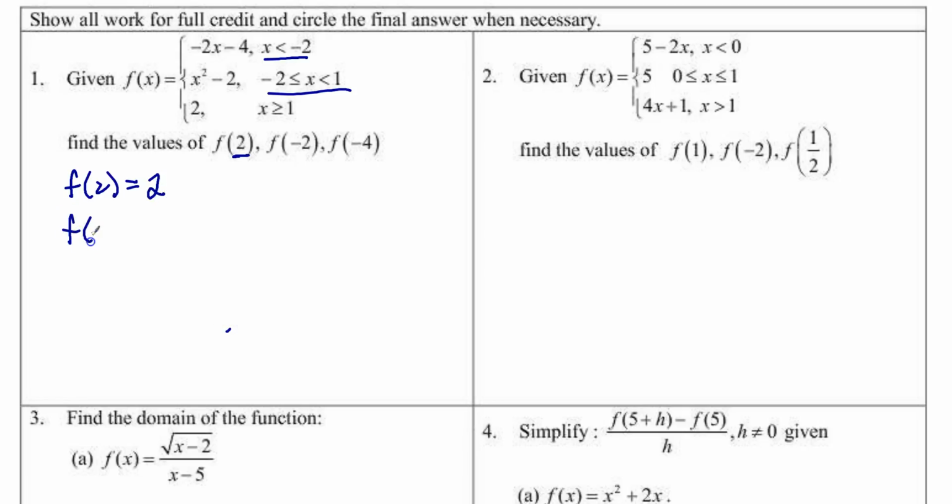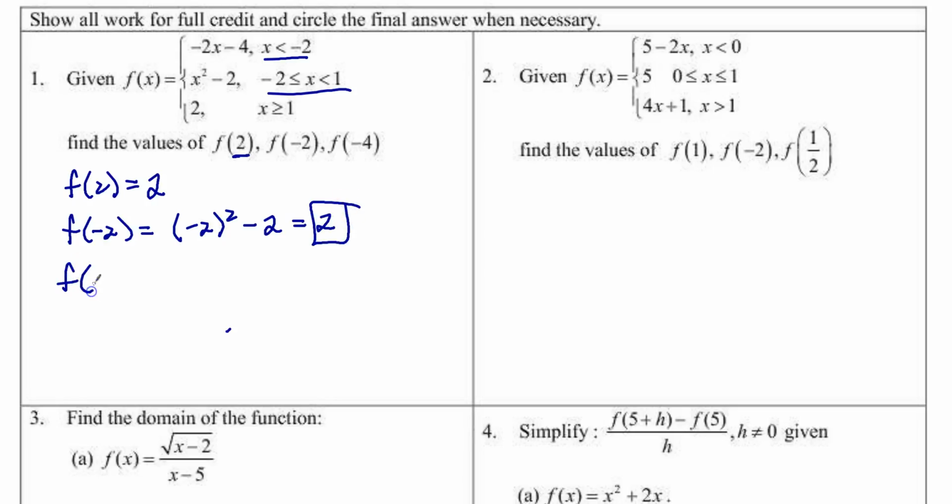I'm going to do the same thing for f of negative 2. So for negative 2, I'm going to look. The top function only works when x is less than negative 2. So we're going to plug it into the middle function because it says less than or equal to negative 2. So I'm going to have negative 2 squared minus 2. And that's going to be positive 4 minus 2, which is 2 again.